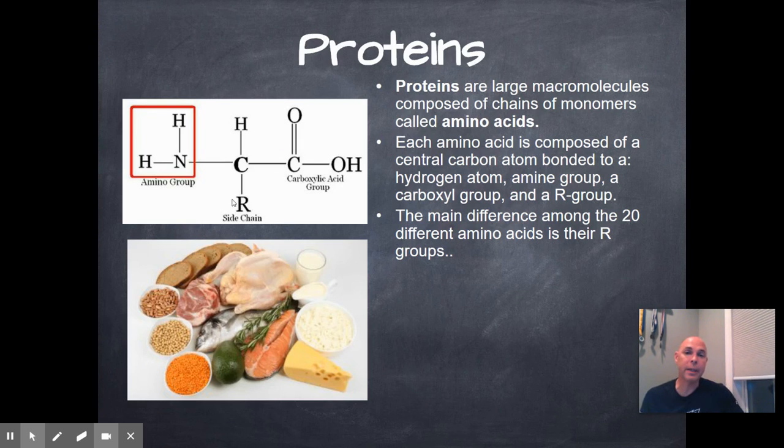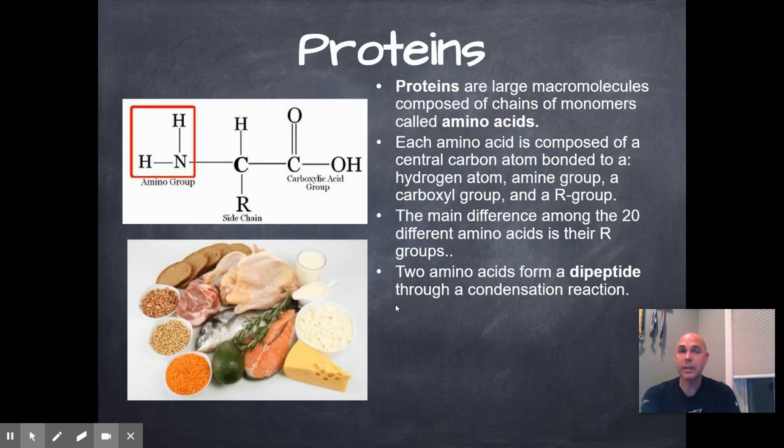Well, there are 20 different types of R groups, which means there are 20 different types of amino acids. They only differ by whatever that R group is. It could be a hydrogen atom, or it could be a chain of carbons attached to that single central carbon. So it's different based on the 20 different types of amino acids.